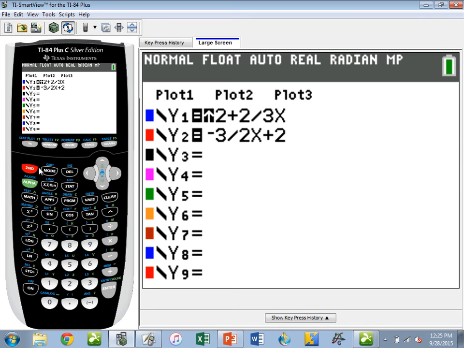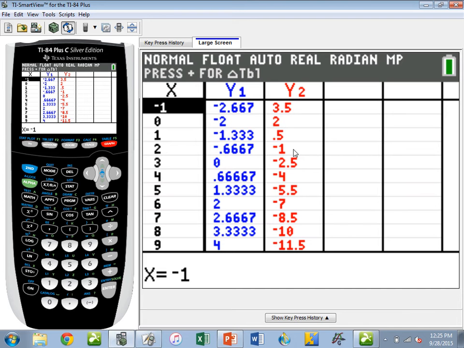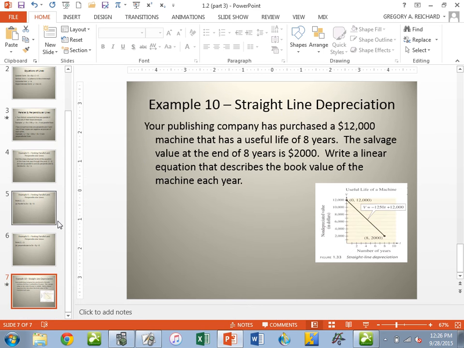And then from there, I want to go to the table and check to make sure that this second line, this y2, goes through the point (2, -1), which in this case it does. So I know I have that part taken care of. So that's some of the things that we do with parallel lines and perpendicular lines and slope and things like that.